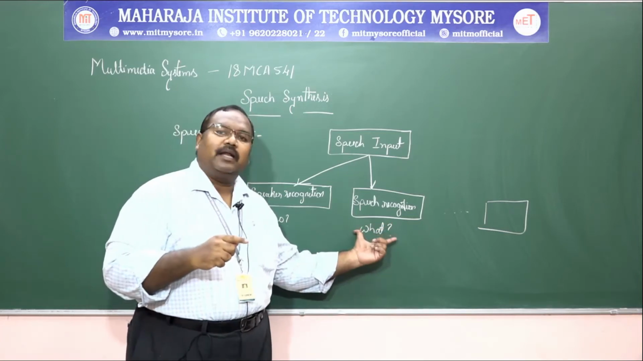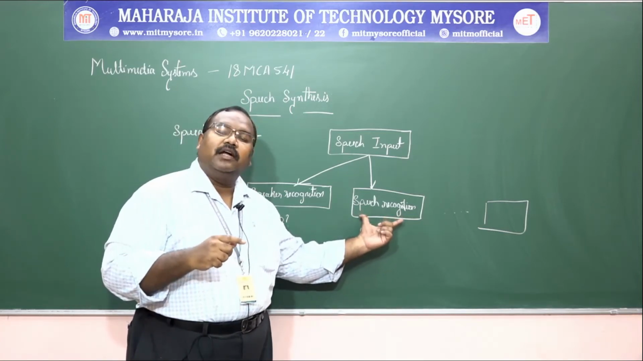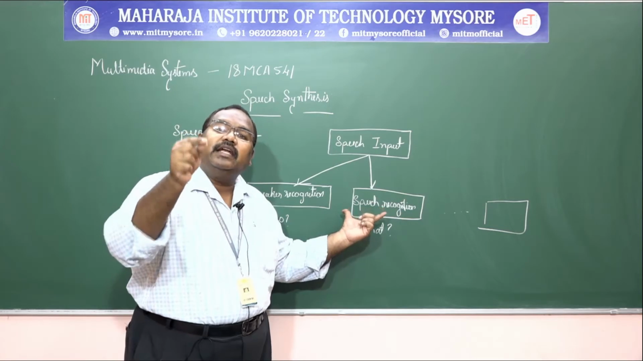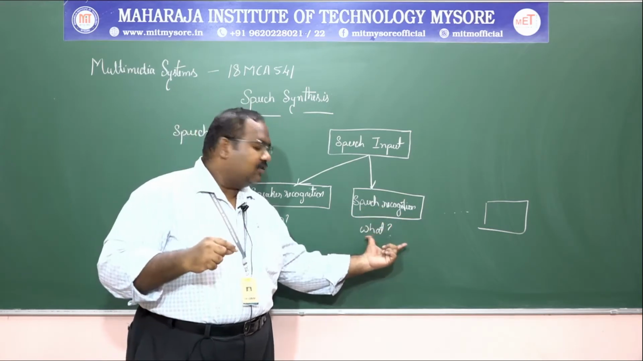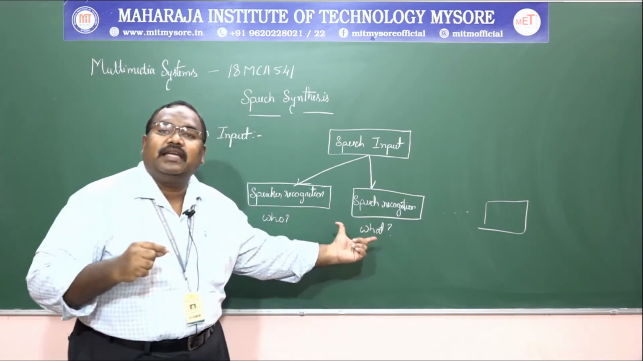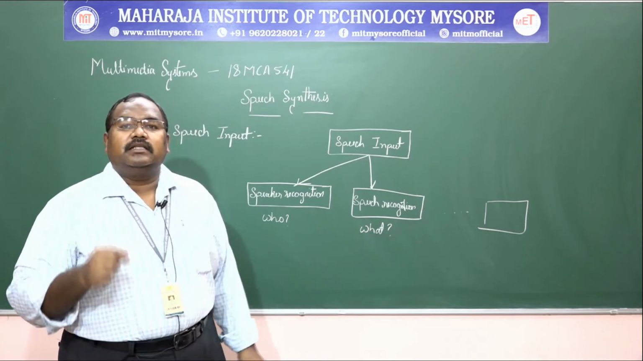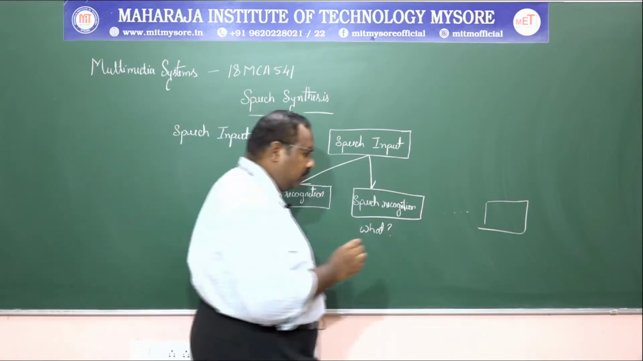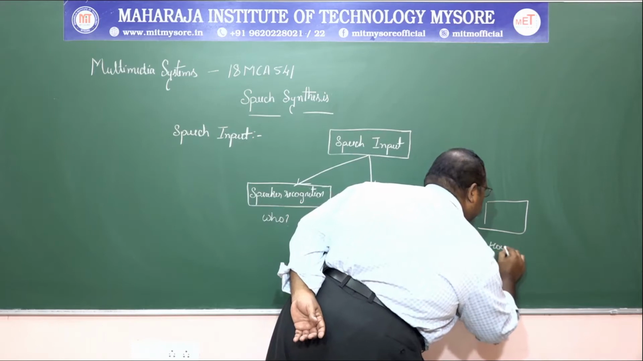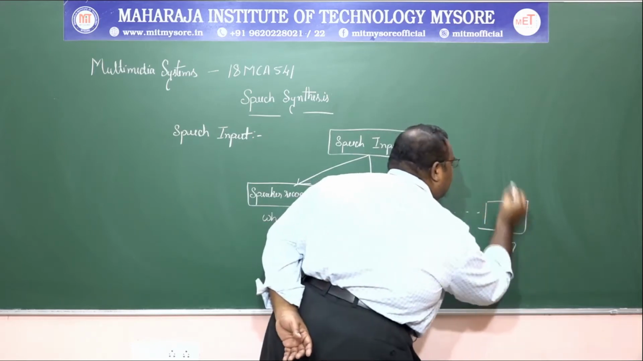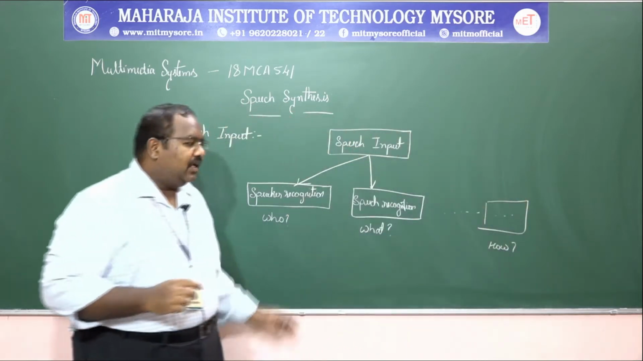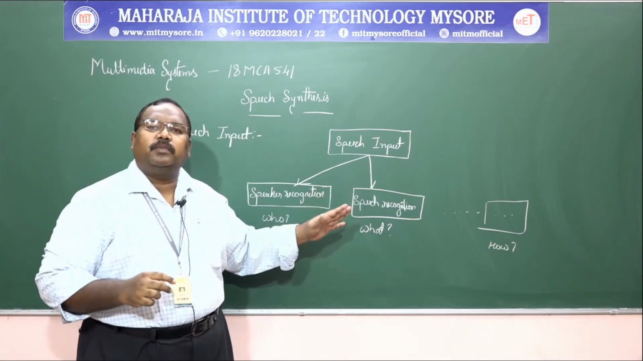So the next parameter is identifying the speaker's intention, what he is saying. That is what the speaker intends to say, the matter itself. And the third one is how. There are a lot of other parameters associated with it, and finally we concentrate on how the speaker is speaking.